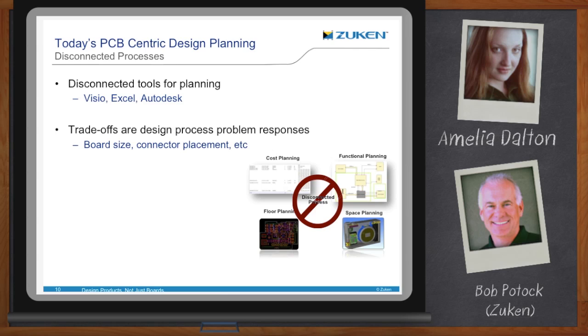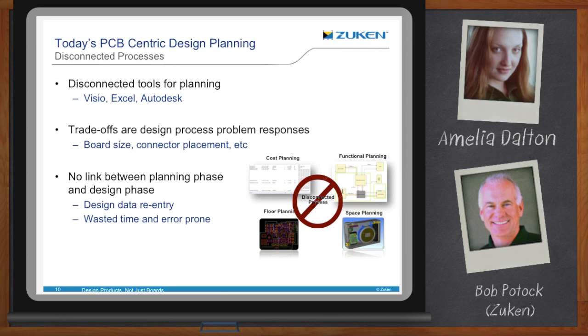But the point here is, without a planning process, trade-offs become reactionary. They're not proactive. They're not made because this is the best decision. They're made because this might be the only decision we can make. And then the final bullet here, no link between planning phase and design phase, is because those tools are so disconnected, you have to re-enter all that data into your detailed design process. So now you've got wasted effort, you've got wasted time, and hopefully you don't introduce any new errors into the design process.